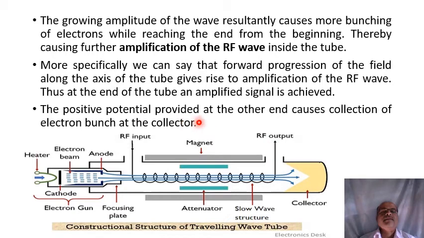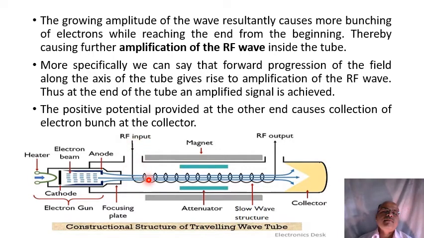The positive potential provided at the other end causes collection of the electron bunch at the collector. So this positive potential causes the collection of electron bunches at this collector side, and we'll get the amplified output. So this working principle is very easy.